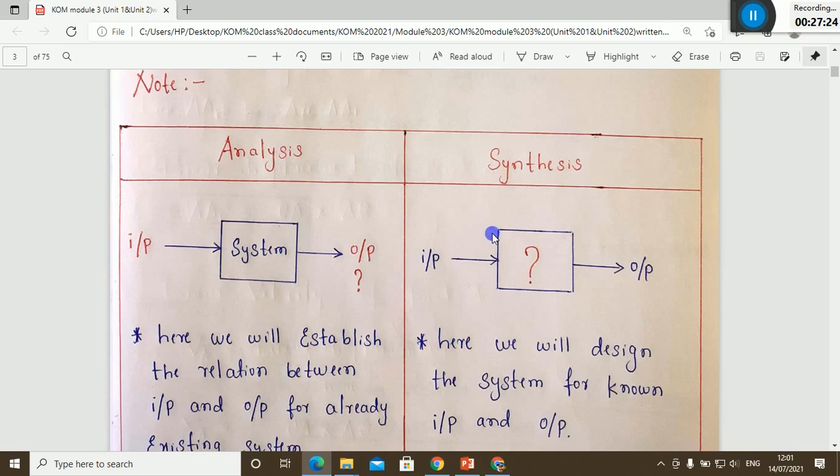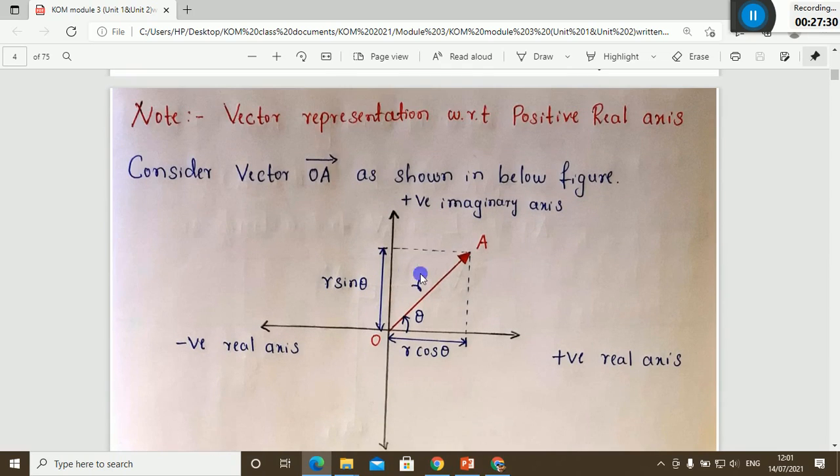The fabrication related parameters you have to decide. Only this is the change. And after that, how to represent any vector? The displacement of any vector OA. This is the axis. The right part of this origin is nothing but the positive real axis.